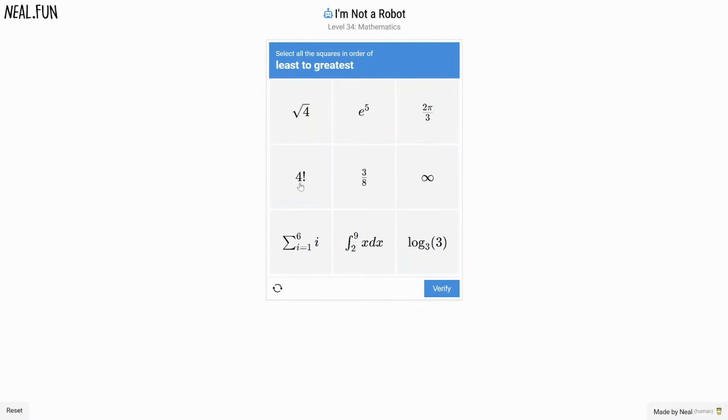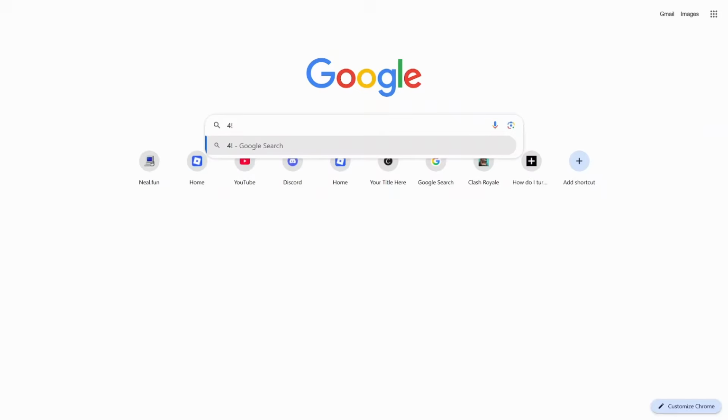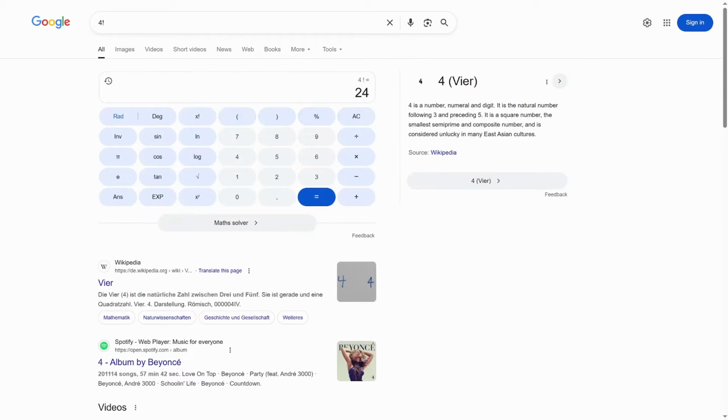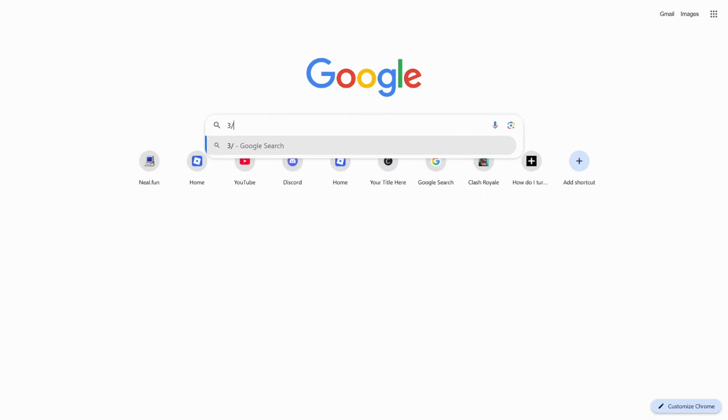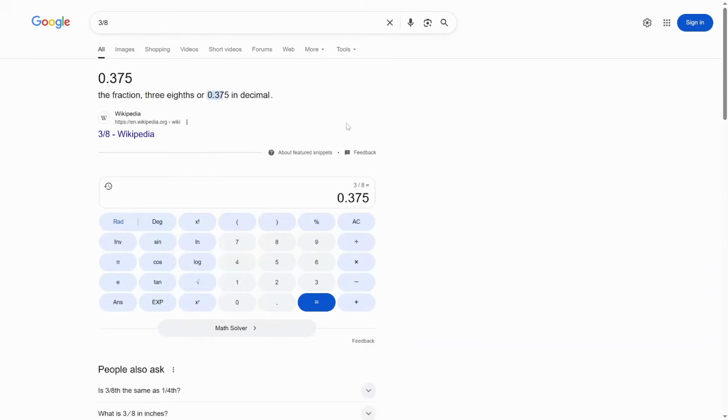So then let's do this one, the factorial with the exclamation mark. Just like that, the number followed by an exclamation mark. And that should also pull up the calculator with the result 24 in my case. Alright, so let's continue with this one, 3/8. So just do 3 divided by 8, and you'll get the result.